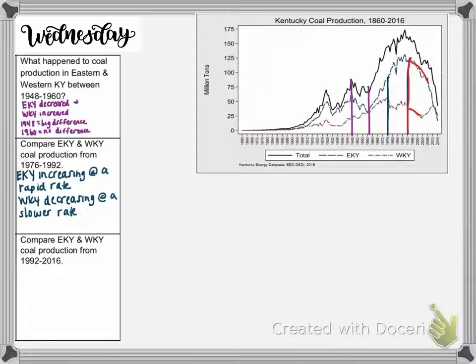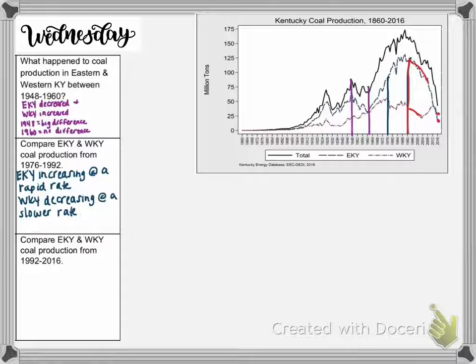In fact, I want you to look at this. I'm going to point this out. Look at what eastern Kentucky is in 2016 and where western Kentucky is in 2016. And that's almost crazy to see that eastern Kentucky's dipped so much in 2016 that their coal production in 2016 was less than western Kentucky's in 2016. So you want to say something about that significant drop.